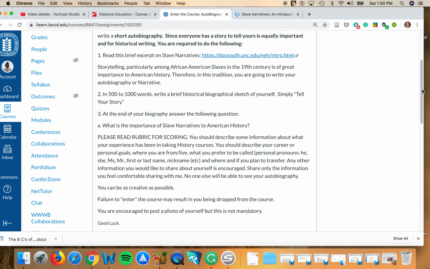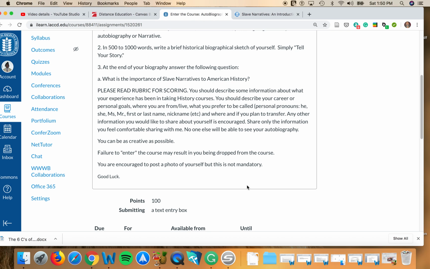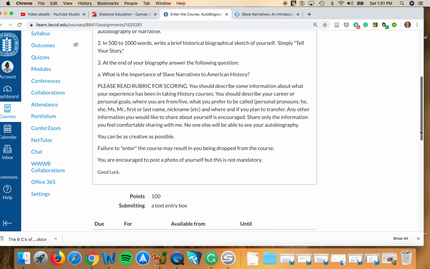Now, what you're going to do with that is there's going to be a box that you're going to be able to click on. I don't have it here, but you'll be able to click on it and it's going to open up and you're going to actually type in that box. It's a text box. Unlike the other assignments where you're going to upload a document, this is one where you're not going to have to do that. Once you complete this, then you will have entered the course. I will grade it and generally give you your grade, and then you'll be well on your way.